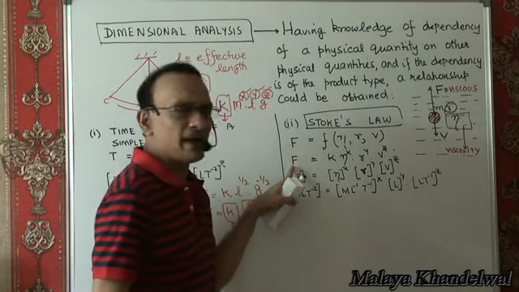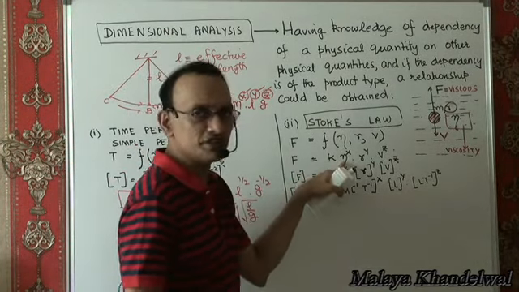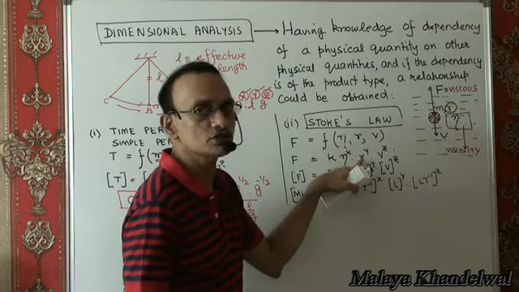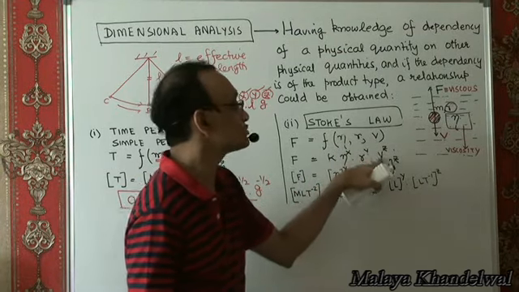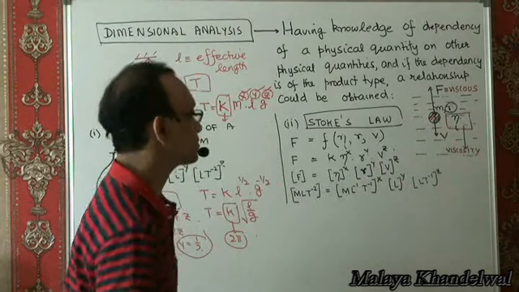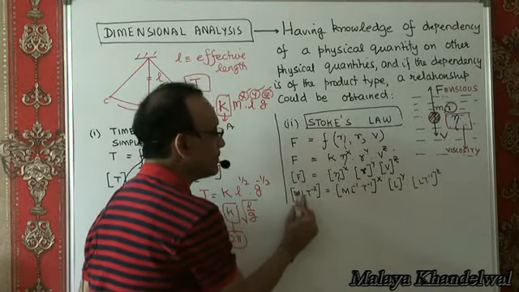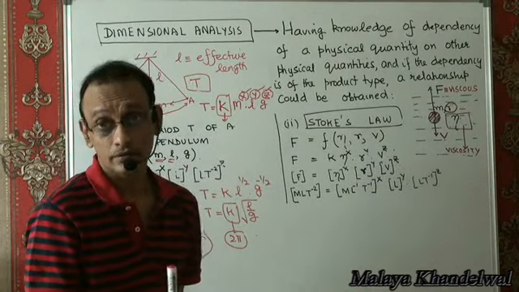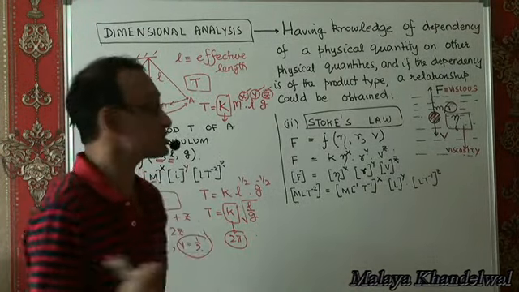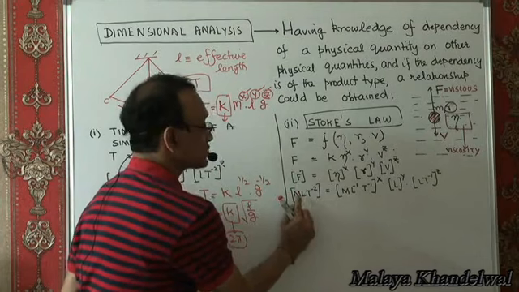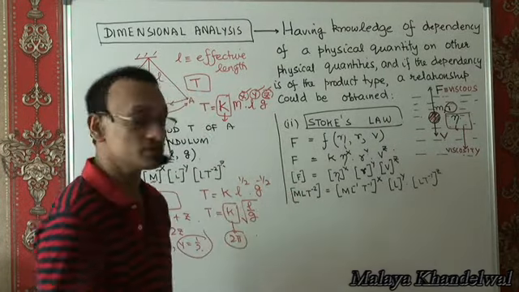Now, dimensions of F would be dimensions of eta whole to power x, dimensions of r whole to power y, into dimensions of v whole to power z. And what is the dimension of F? Dimensions of F would be MLT to the power minus 2, right? Kilogram meters per second squared. Mass, length, time to the power minus 2.